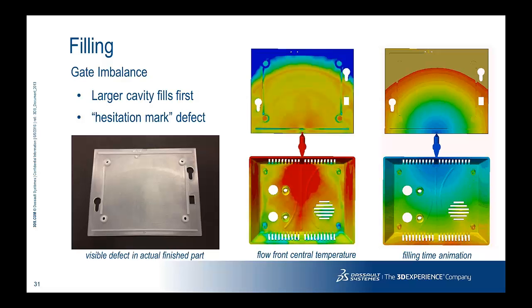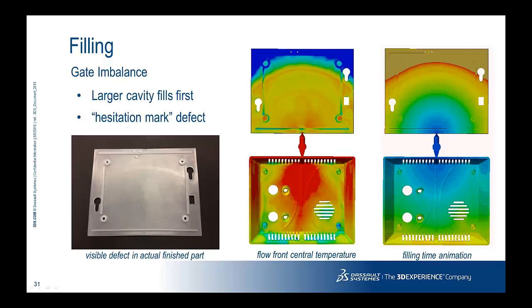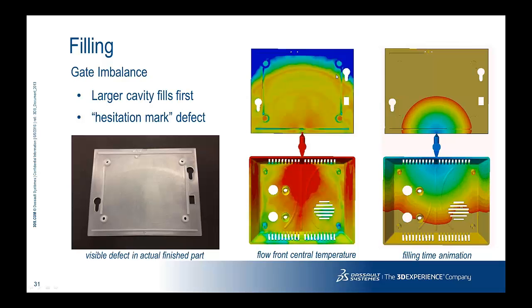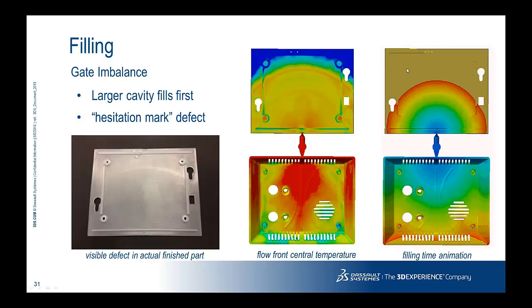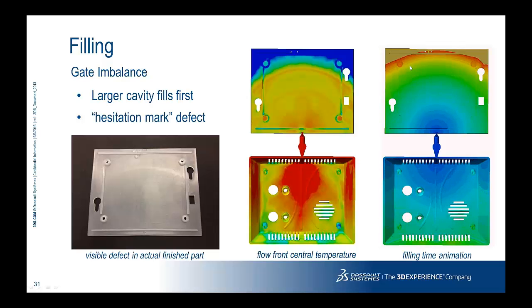This is the gate imbalance. Also the gate imbalance here, like we saw with the demonstration, can produce a hesitation mark. It's not a short shot, but it's a hesitation. Hesitation means that the plastic is really slowing down and can produce this kind of problem in the final plastic part. And you can see that the software is going to show you that there is a hesitation in the animation.